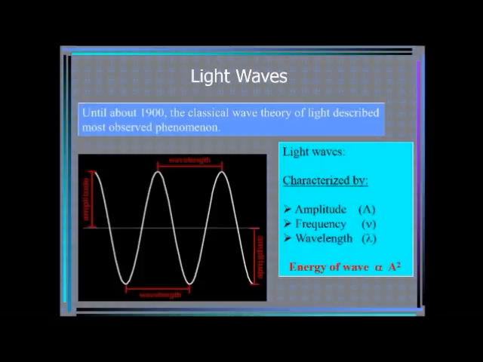Now let's start with some basic knowledge about light waves. The classical wave theory of light described the most important phenomena, that is the amplitude, wavelength, and frequency, and the energy of the wave was given by the square of the amplitude. These are the basic characteristics of light waves.